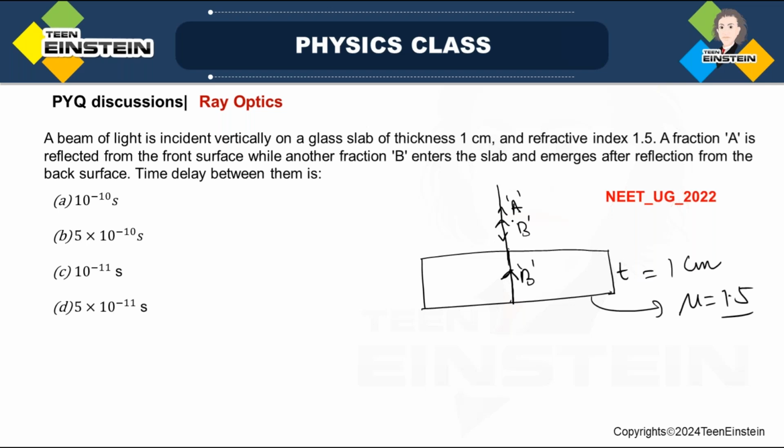So they are actually going in the same path, A and B, but one has reflected back initially itself, the other one has gone in all the way up to the bottom face of the slab, and then it will refract 3 times, once here, once here, and then last time here, and then come out. So there will obviously be a time delay. You have to find out the time delay in seconds, and there are options like this.